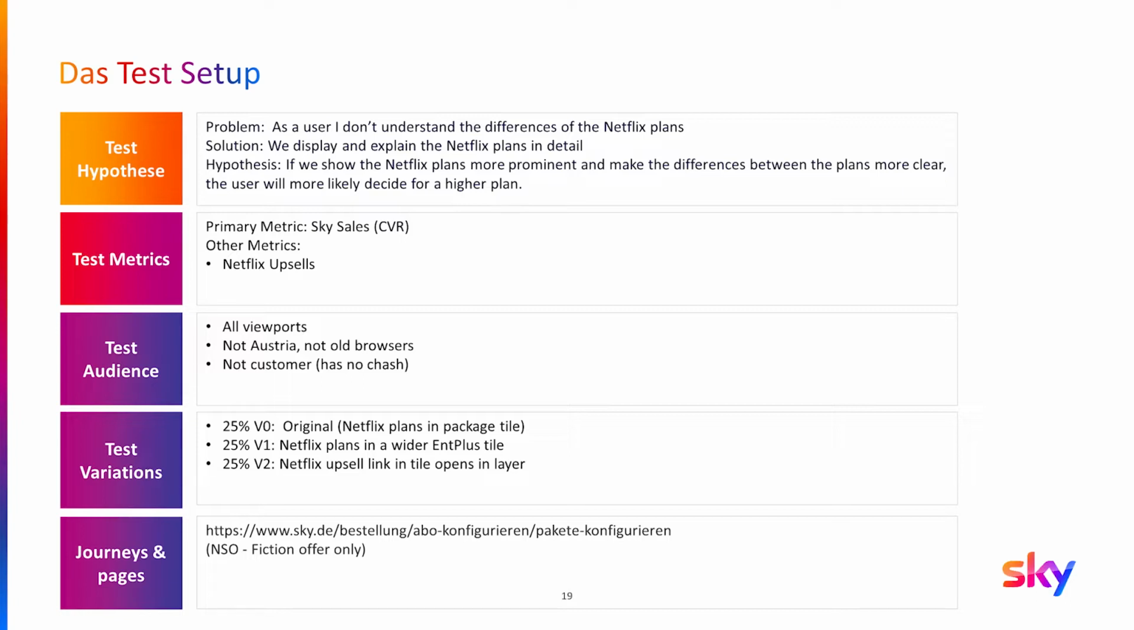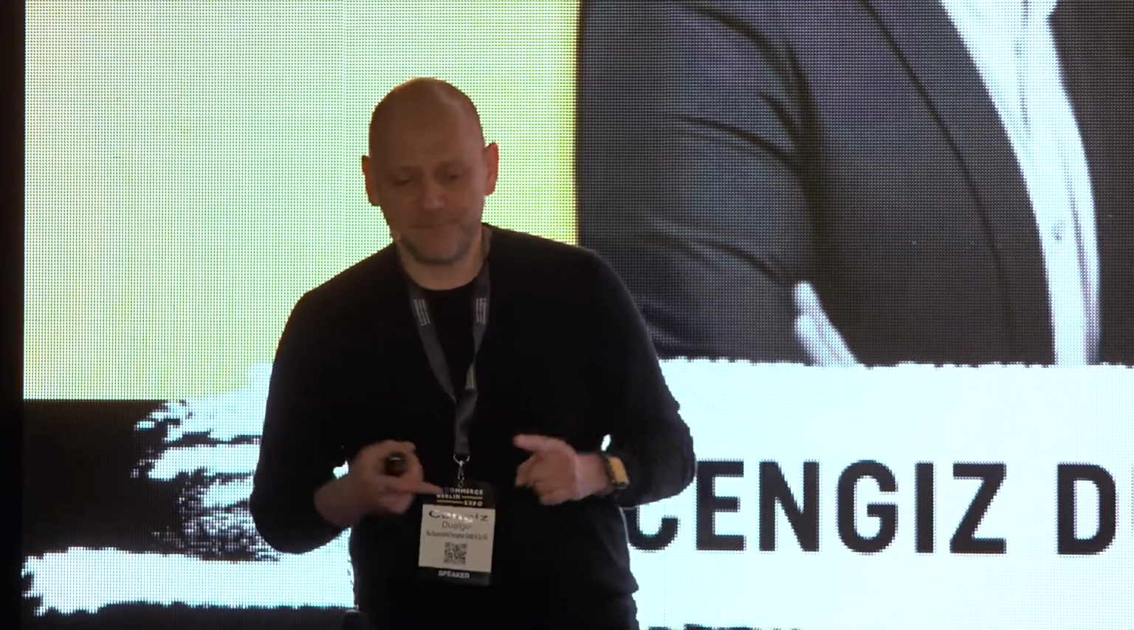So what is the solution? So this is the test hypothesis. And what is the idea for that? What are the test metrics? So there might be primary KPIs, but also a lot of secondary KPIs which we track. In this case, there are two KPIs which we monitored. So first of all, our sales conversion rate. In the end, we don't want to mess up our overall conversion by displaying other parts of the order process too aggressively. And the second one, of course, is the number of Netflix upsells, the conversion rate of Netflix upsells.